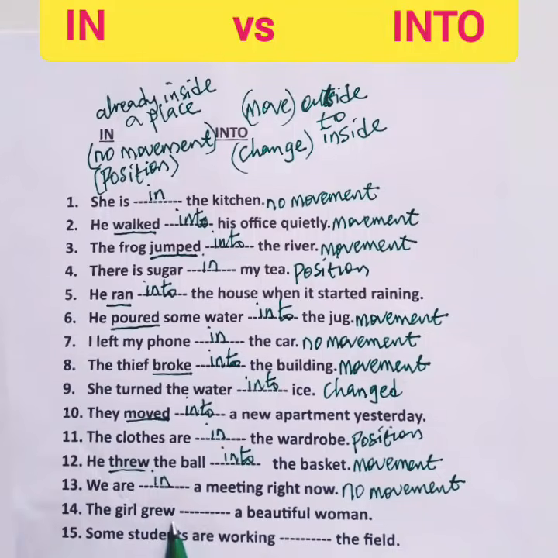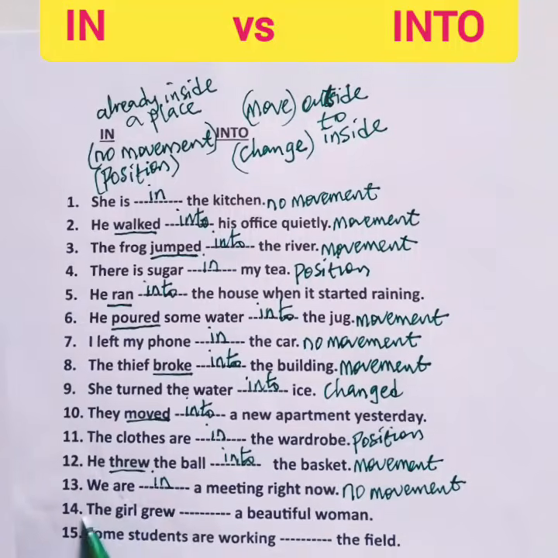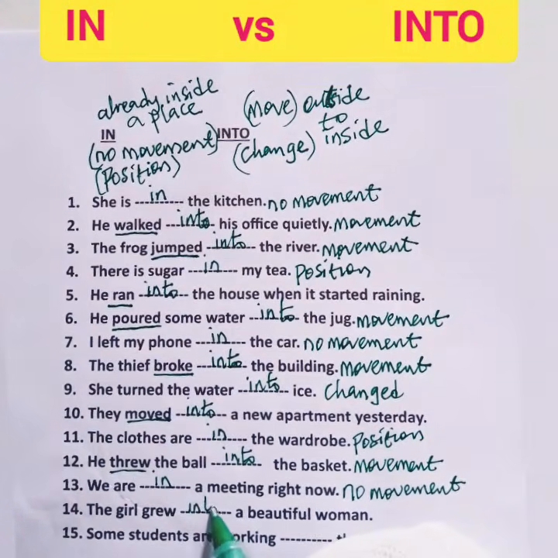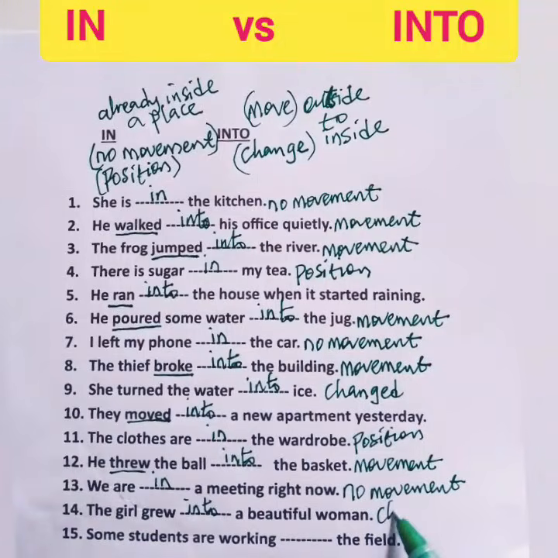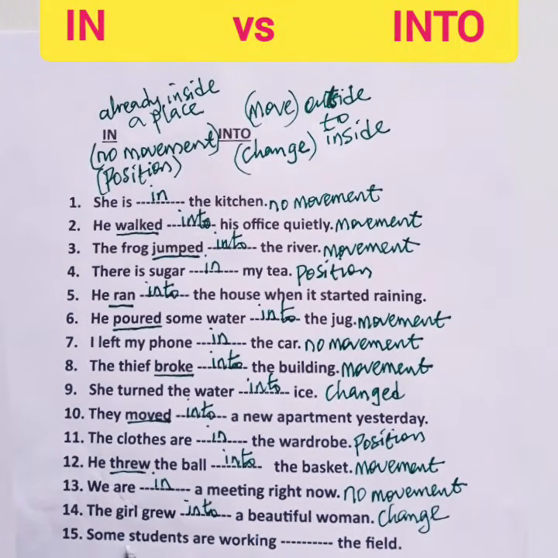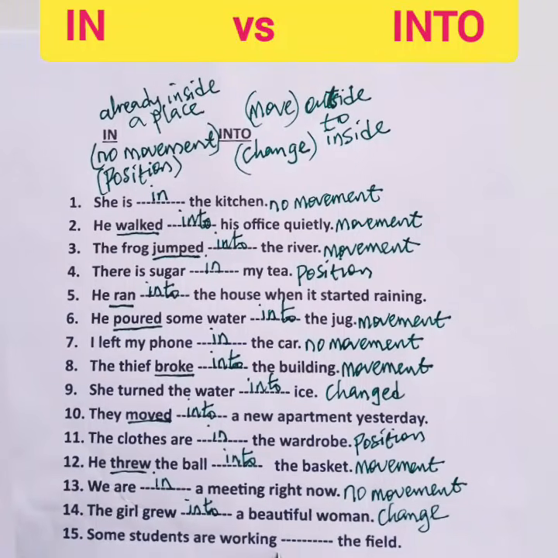14. The girl grew blank a beautiful woman. Here is about transformation. The girl transformed into a woman. So it's about change. And the last one, some students are working blank the field. Should it be in the field or into the field? What do you think about this?